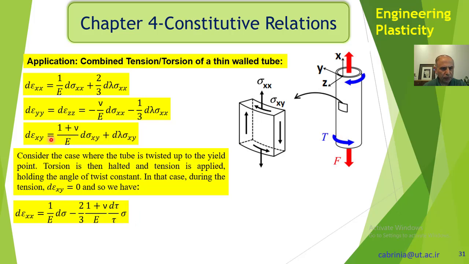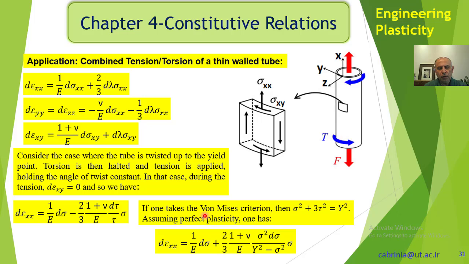So from this equation, because we have d epsilon x equal to 0, then we could get this d lambda. We can obtain d lambda from here and put it there and get d epsilon xx. So we have to do some manipulation between these equations and this one to get that one.